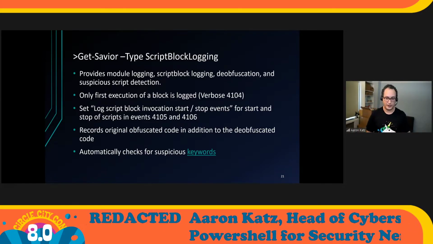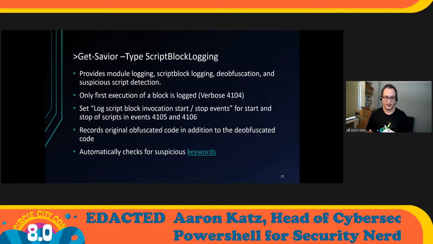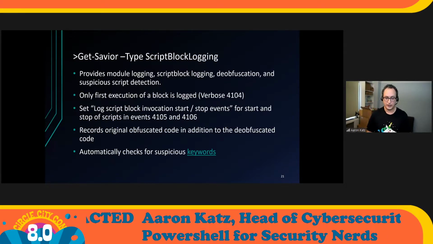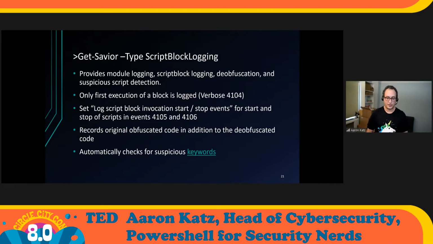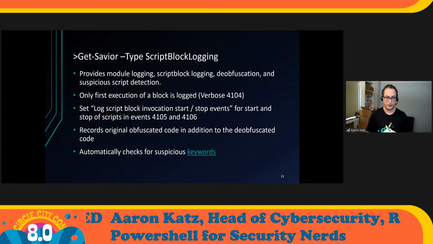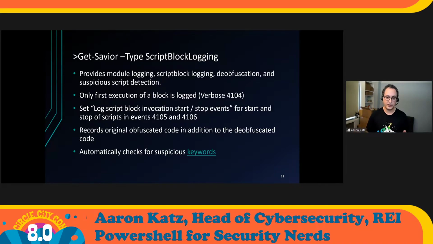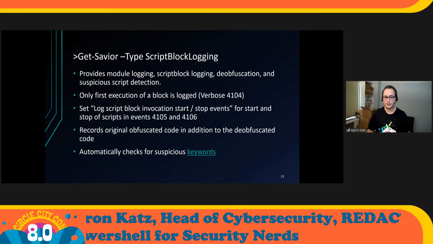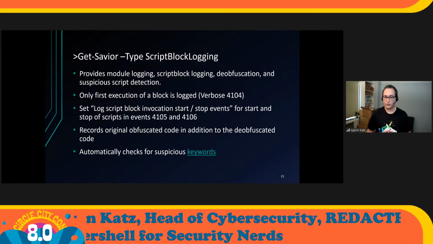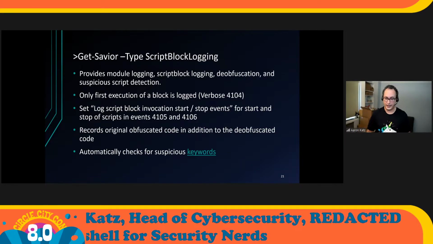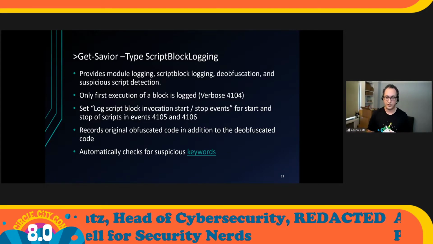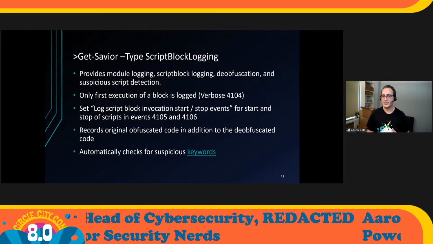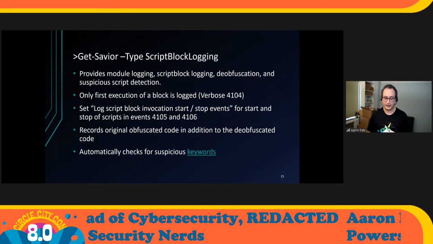So we talked about that Windows event log. You'll be able to see that. You'll have to do some fun correlation there. So you'll see the script block log invocation start and stop, 4105, 4106. Everything in between there is typically going to be part of that script. It also checks for suspicious keywords. So automatically Invoke-Expression or IEX, any of those types of keywords are going to get caught and flagged. This won't stop anything, but this will at least tell you if something needs to be looked at.